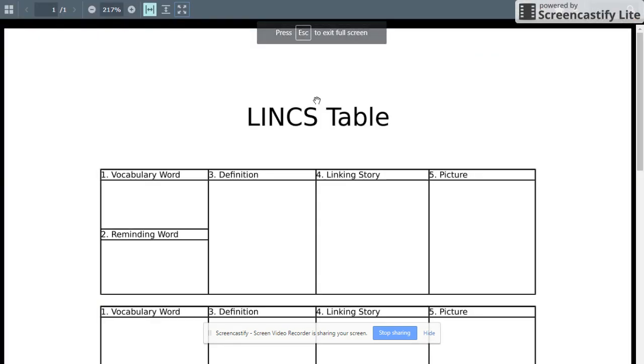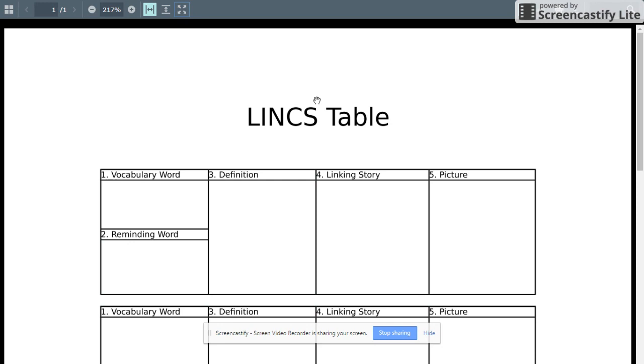Hi, so today I'm going to talk to you about completing a links table. So I have an example of a links table here on the screen, and yours might look a little bit different, but it has all the same pieces and parts, so it still works, even if it doesn't look exactly the same. So there's 5 sections to a links table.